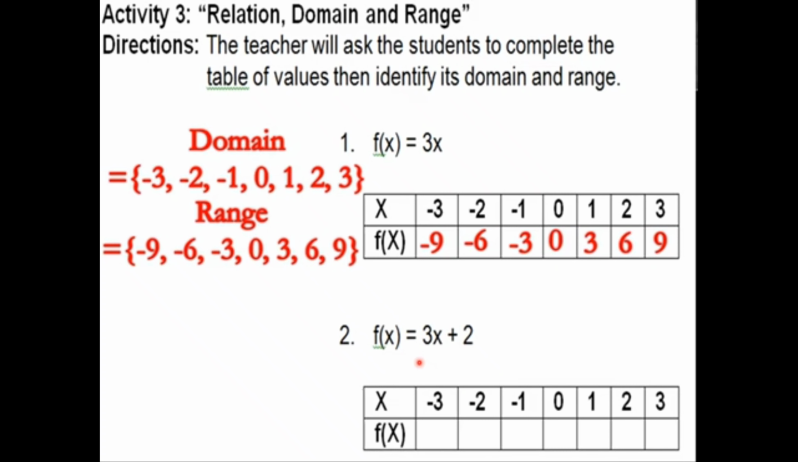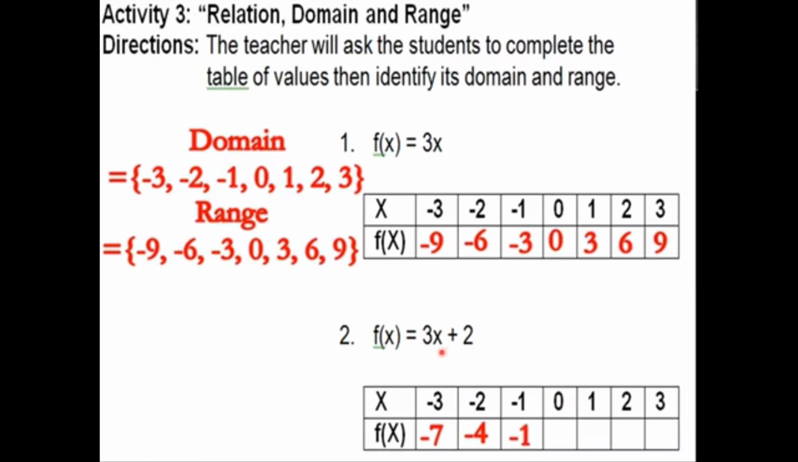Let us now proceed to number 2, where the given function is f of x equals 3 times x plus 2. If we substitute x by negative 3, 3 times negative 3 is negative 9. Negative 9 plus 2 is negative 7. So that's why we have negative 7 there. If x is negative 2, that is 3 times negative 2 is negative 6. Negative 6 plus 2 is negative 4. That is why we have negative 4. If x is negative 1, 3 multiplied by negative 1 is negative 3. Now negative 3 plus 2 is negative 1.